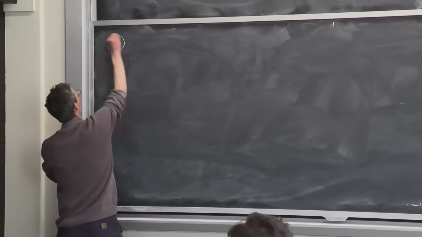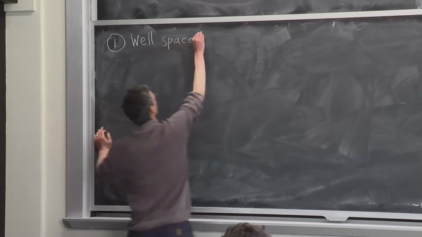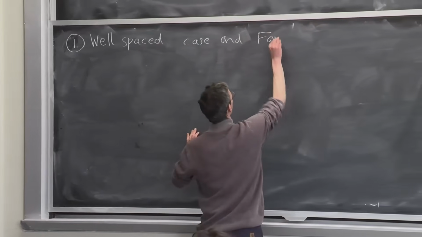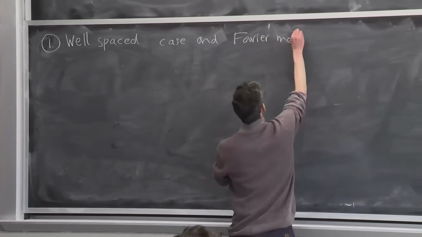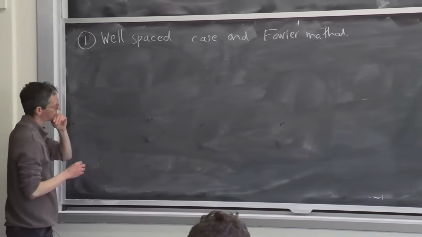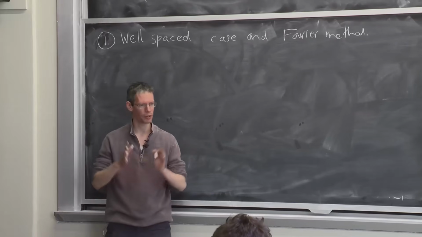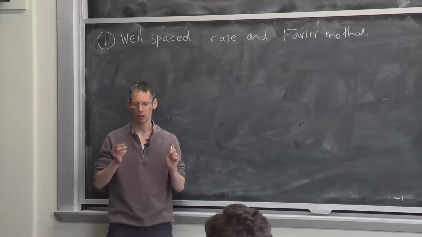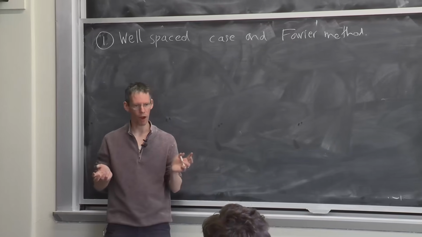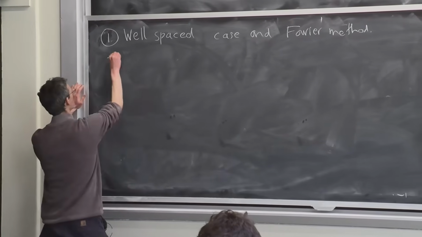All right. So part 1 is the well-spaced case and the Fourier method. So all of these things that were these sharp projection theorems, there's some kind of geometric measure theory analog of the Szemerédi-Trotter theorem. So for reference, let's remember first the Szemerédi-Trotter theorem.